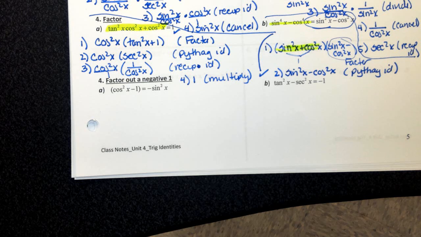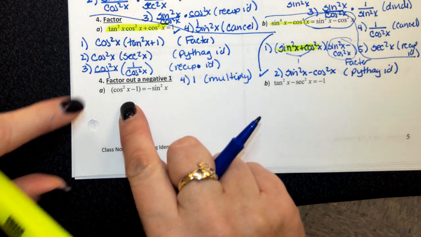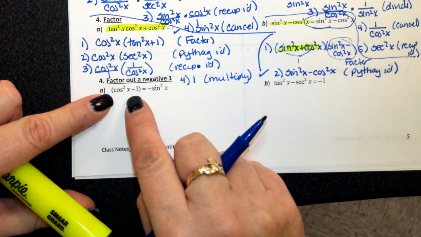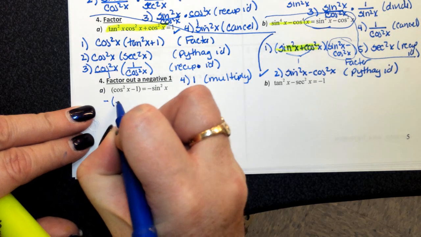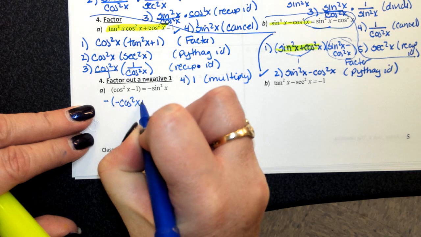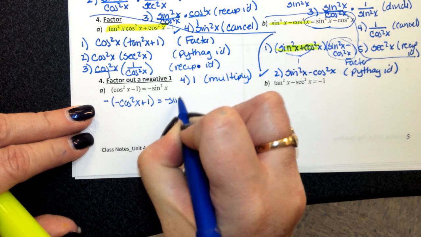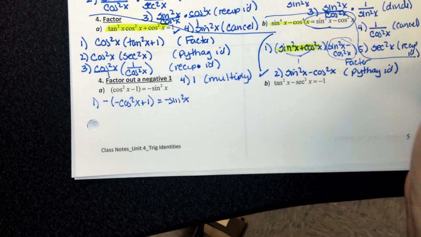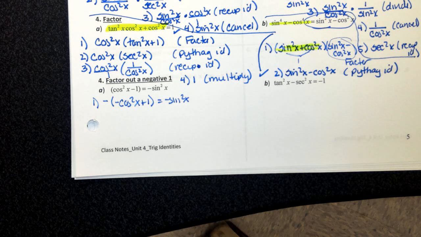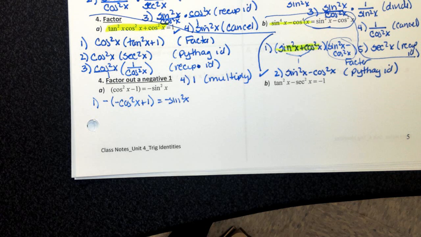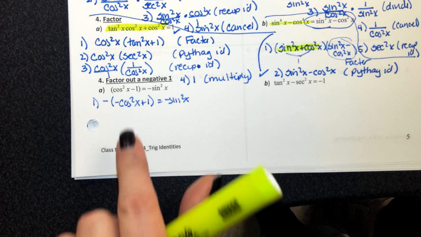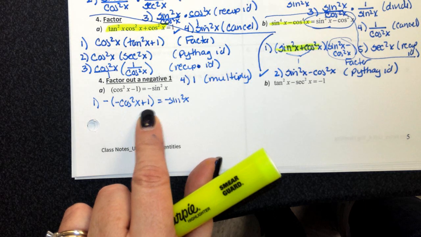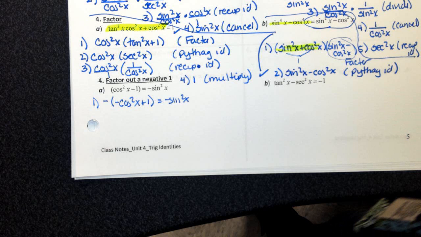Now, the one thing I need to caution you with these Pythagorean identities, cosine squared x minus 1, it looks a lot like a Pythagorean identity, but your signs are off. So what you have to do is factor out a negative 1 in order to use those Pythagorean identities. So you may have to factor out that negative 1. So watch your signs when it comes to those Pythagorean identities. Make sure your signs match up. If they don't, you've got to yank out a negative 1. And remember, negative cosine squared x plus 1 is equivalent to 1 minus cosine squared.